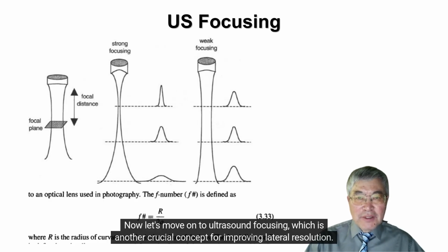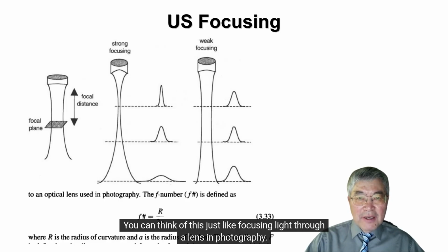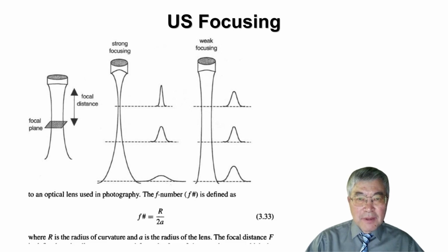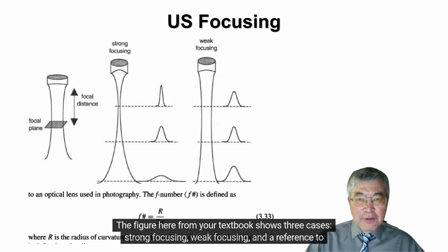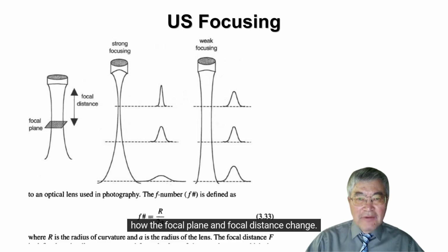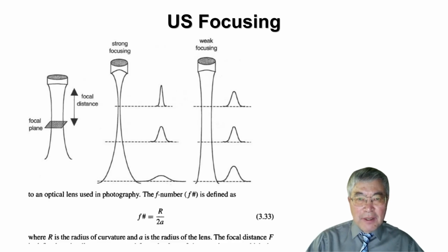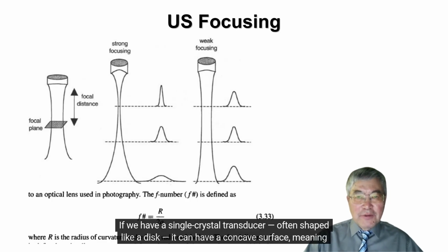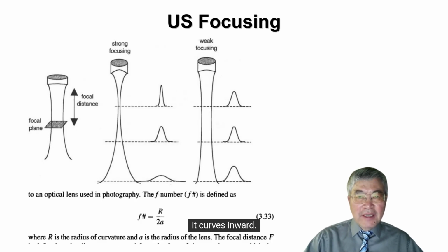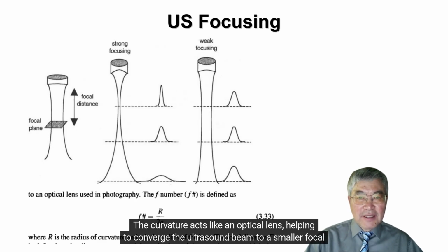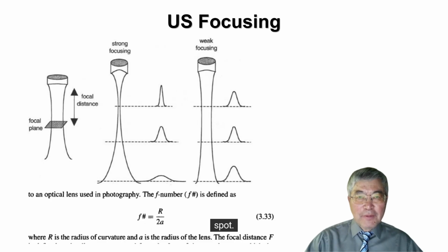Now let's move on to ultrasound focusing, which is another crucial concept for improving lateral resolution. You can think of this just like focusing light through a lens in photography. The figure here from your textbook shows three cases: strong focusing, weak focusing, and a reference to how the focal plane and focal distance change. If we have a single crystal transducer, often shaped like a disc, it can have a concave surface, meaning it curves inward. The curvature acts like an optical lens, helping to converge the ultrasound beam to a smaller focal spot.